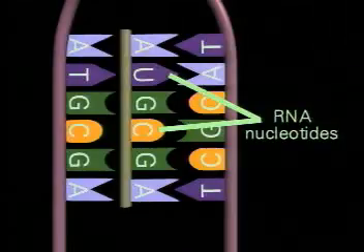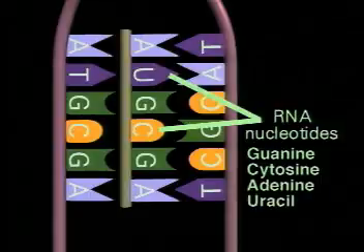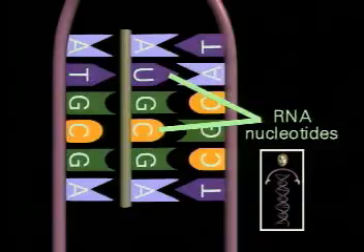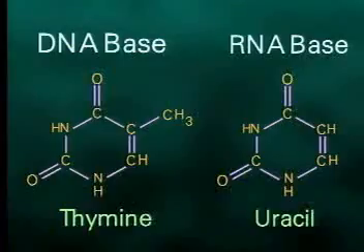The RNA sequence of nucleotides are guanine, cytosine, adenine, and uracil. Uracil? I was expecting thymine. I see you've remembered your base pairs from DNA. Thymine does pair up with adenine in DNA, but thymine is not found in RNA. RNA has a chemically similar base, uracil, as one of its nitrogenous bases.